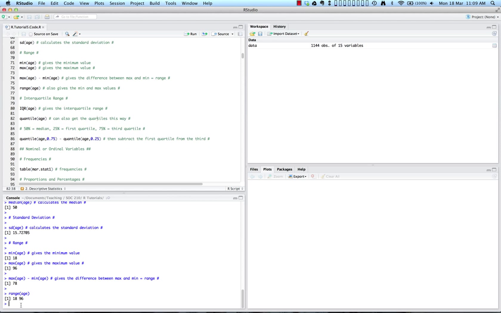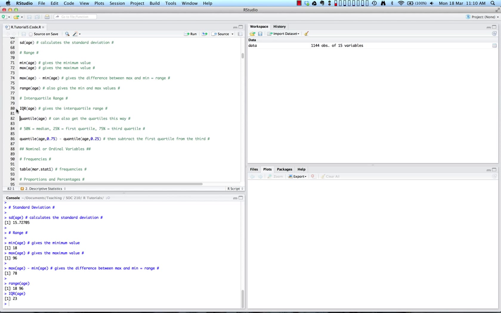In addition to calculating the range, we may also want to calculate the interquartile range for the middle 50% of cases. In order to do that in R, you're going to use the function IQR in capital letters to get the interquartile range. So let's do that for age and see what we get. We use that function and we see that the interquartile range for age is 23 years.